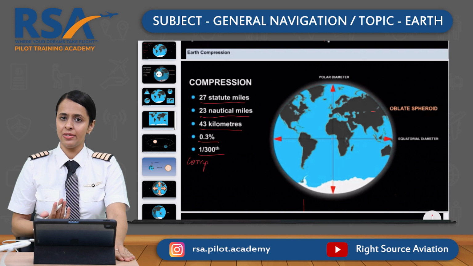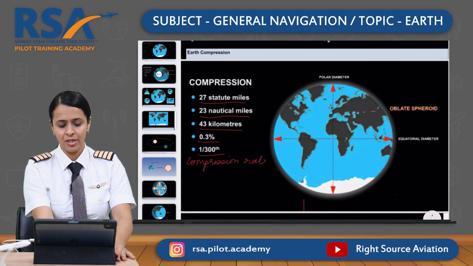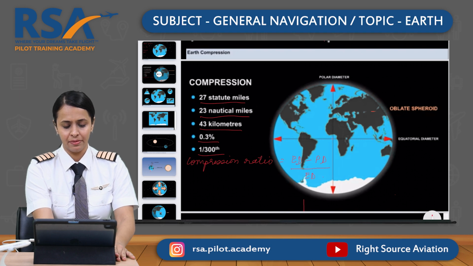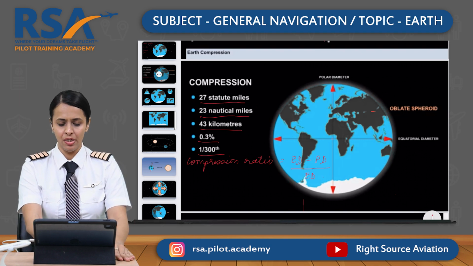There is a formula as well to calculate this compression ratio. The formula for compression ratio is equatorial diameter minus the polar diameter, divided by the equatorial diameter. And you can get questions based on this formula where they will give you one or two values and you have to find the other. And this is what we call the compression.